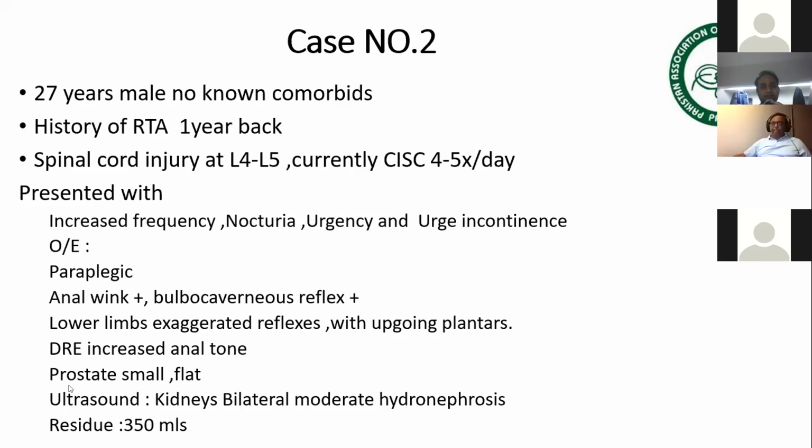He has an intact anal wink and bulbocavernosus reflex. Our lower limb exam shows exaggerated reflexes with upgoing plantars. The digital rectal exam showed an increased anal tone. The prostate is small. However, on ultrasound, he has bilateral moderate hydronephrosis with significant post-void residue.